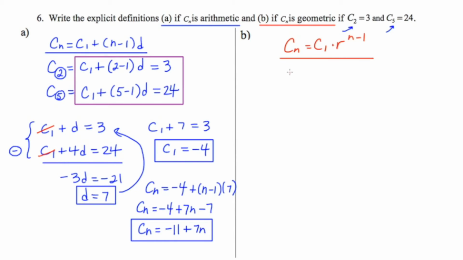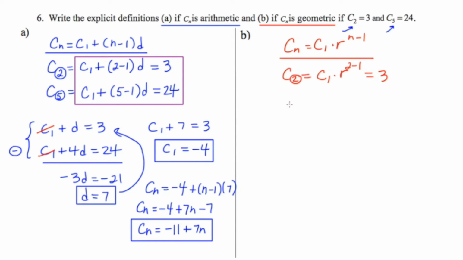So the second term is 3. So I'm going to say that C sub 2 is equal to 3. I don't know what the first term is. I don't know what the common ratio is, but I am saying that n is equal to 2. So this is going to become 2 minus 1.